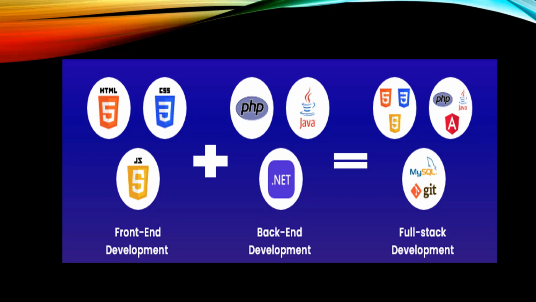Back-end development uses PHP, Java, .NET. These languages are used to connect the database to the front-end part of the website, and they build and maintain the mechanism to process data and perform actions on the website. Combining both front-end development and back-end development gives full-stack development. One who performs both front-end and back-end development is called a full-stack developer.